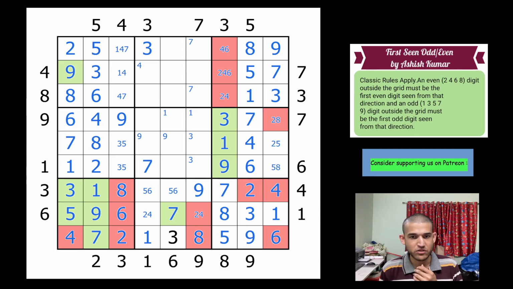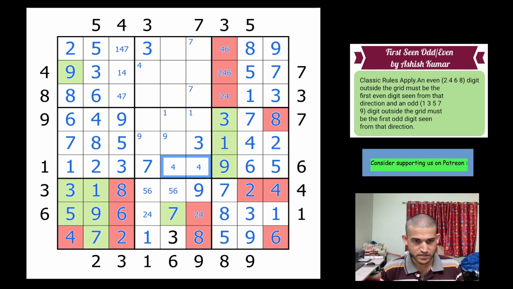Oh, this can't be 8 because 6 is the first even digit. 5, 2, 8. That 5 resolves this. 5, 3. So now 3 is forced. 3 goes here, which means this is a 4, 8 pair, and 8 is in here. So 8 is here and 4 is here. 2 is here and 4 is here. And now 8 is here.